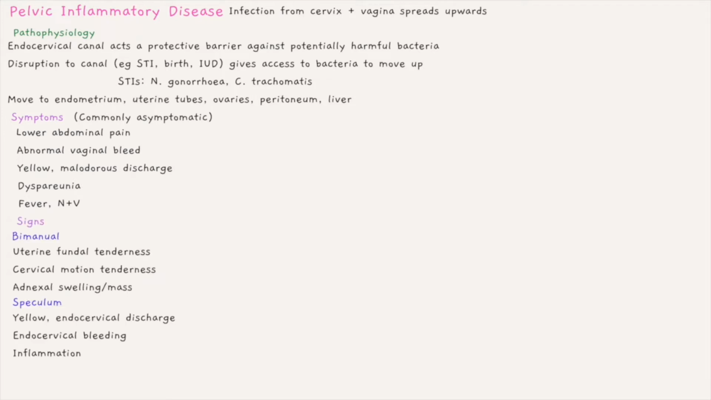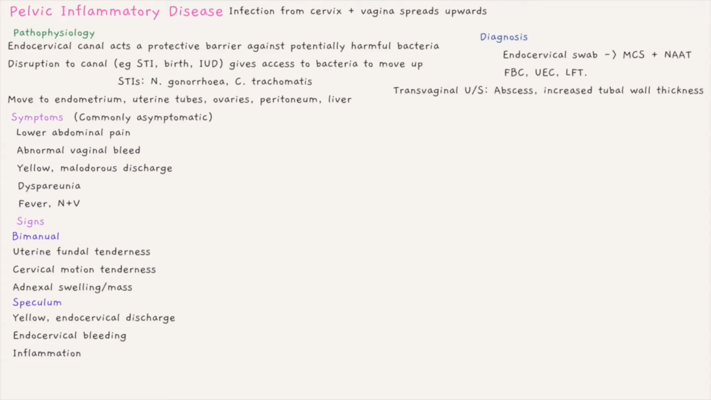The two parts of physical examination are bimanual palpation and using a speculum. Bimanual palpation may elicit cervical motion tenderness, uterine fundal tenderness, and adnexal swelling or masses. A speculum may reveal yellow endocervical discharge, endocervical bleeding, and inflammation. An equivocal diagnosis should not prevent treatment.